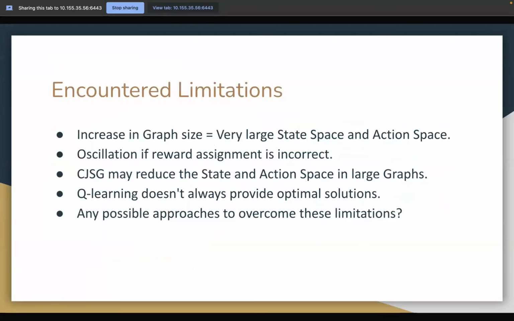While implementing this graph-based Q-learning approach, I encountered some limitations. If I increase the graph size, the state space and action space get very large, and defining the reward matrix becomes very difficult. I also talked about the oscillation problem, for which I had to add a heuristic during reward assignment. For the large state and action space problem, one solution could be CJSC, because it significantly reduces the state and action spaces. Maybe I can test it in future work on a large graph.